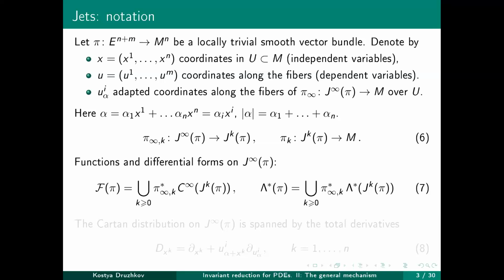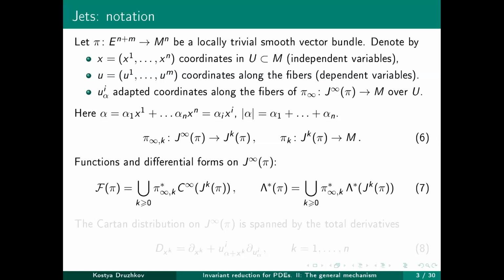x1, etc., xn are independent variables. Also denote by u1, etc., um coordinates along the fibers of this projection over M. They are dependent variables. Denote by u_i^alpha adapted coordinates along the fibers of the corresponding projection from the infinite jet manifold to the base. Here alpha is a multi-index, and we consider a multi-index as a formal sum of this form: alpha 1 x1 plus etc. plus alpha n xn. It's convenient to introduce a multi-index in this form.